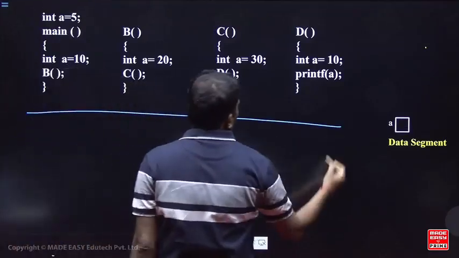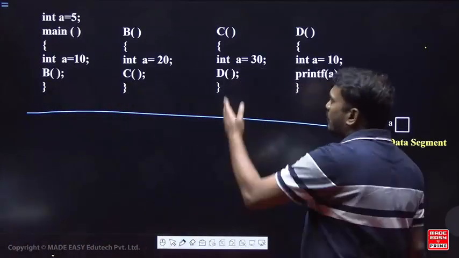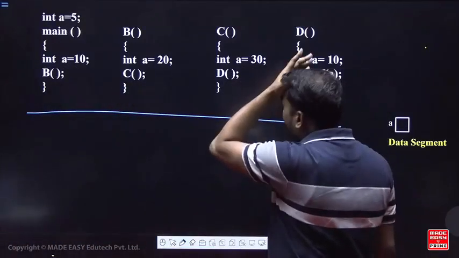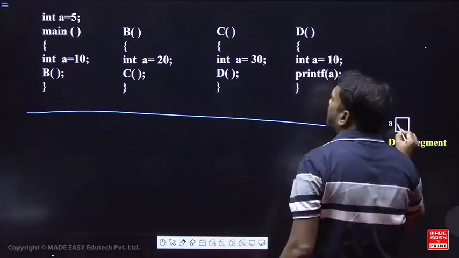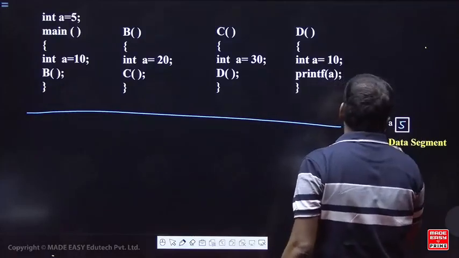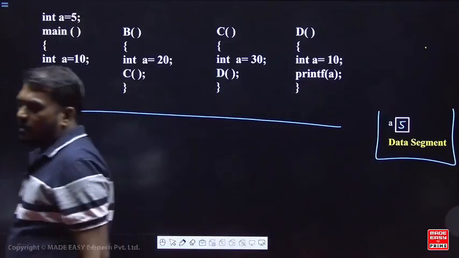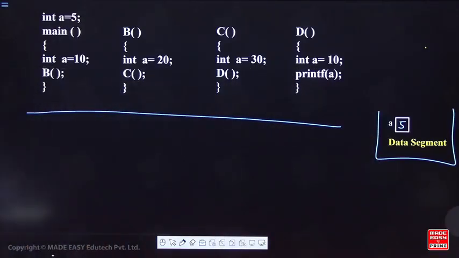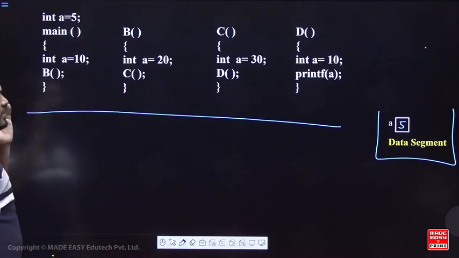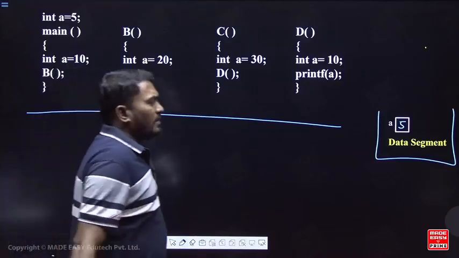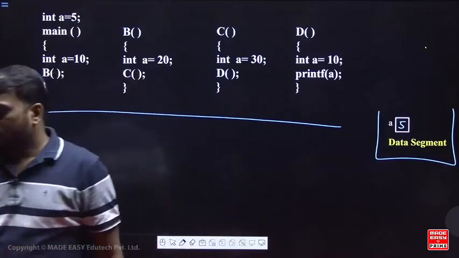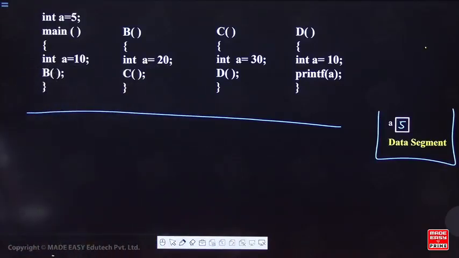Now if you observe here, what is the global variable? Global variable A is there, so it is allocated in the data segment. So what is the A value here? 5. So that is there in the data segment. Copied all of you? Now if you observe this program, listen carefully. No need to solve anything, don't solve, just copy.